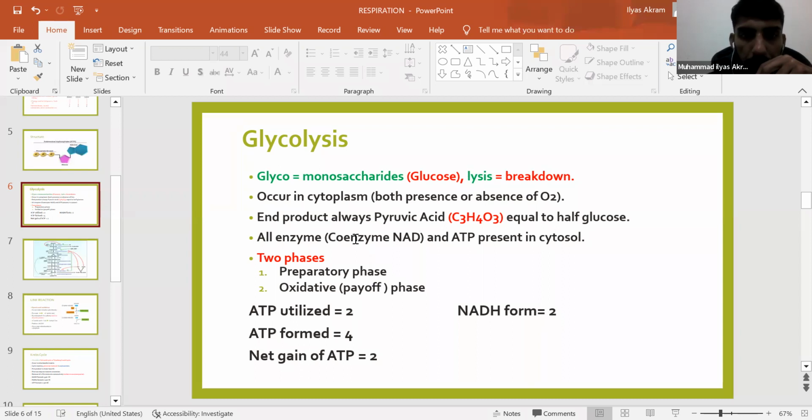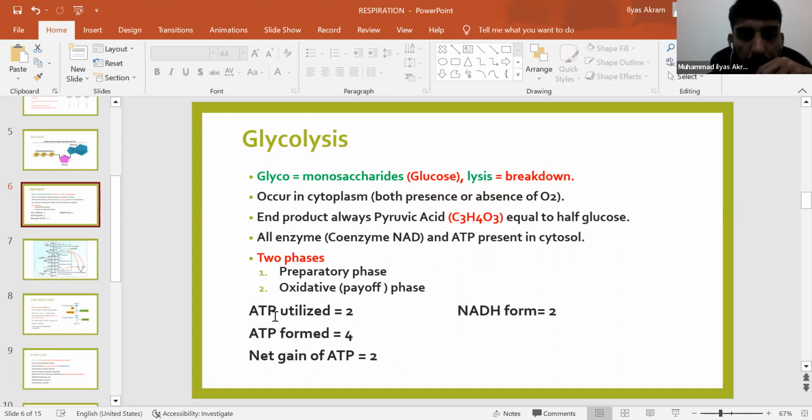And all enzymes, such as coenzyme NAD, nicotinamide adenine dinucleotide, and ATP are present in the cytosol always. There are two phases of glycolysis. The one is preparatory phase and the other is oxidative payoff phase. Preparatory phase is a phase where the glucose molecule is prepared for the breakdown, while in the oxidative phase, we generate ATP molecules from the product.